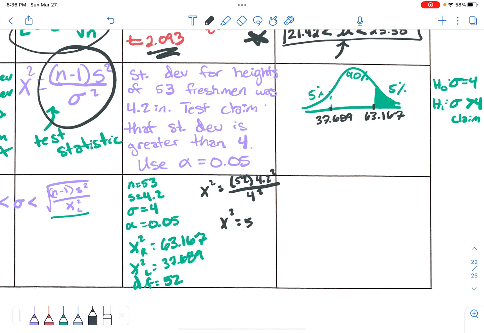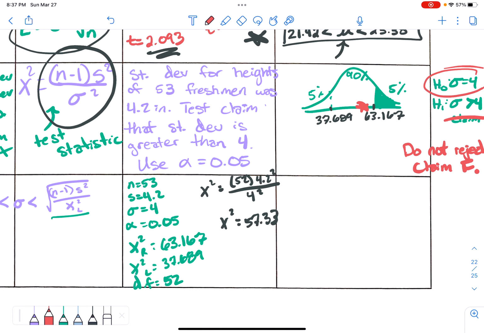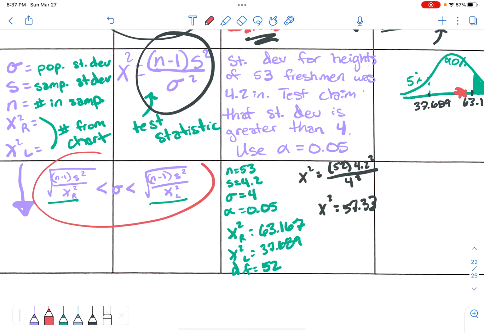I got 57.33. Okay, 57.33 is in here in comparison to those two numbers. That's in do not reject land. We're just really bad at claims here. I think we've rejected the claim every single time. Do not reject H naught, which means claim is false again. Okay, let's see if that's our same conclusion when we do all this good stuff.